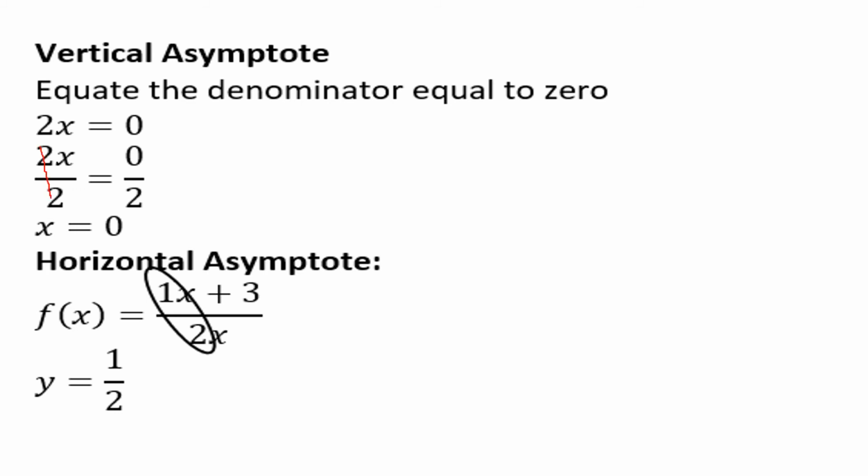So this will become 1. 2 divided by 2, that is 1. So we have now 0 divided by 2, that is 0. So x is equal to 0.